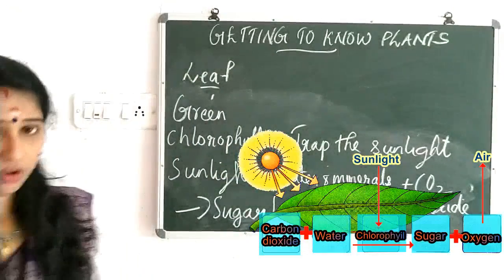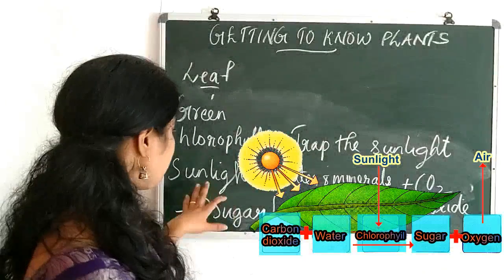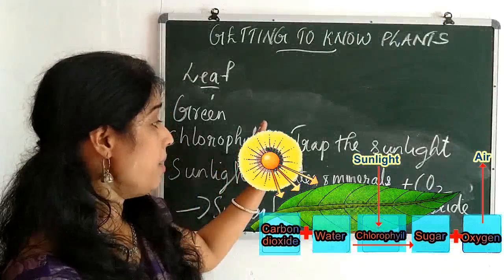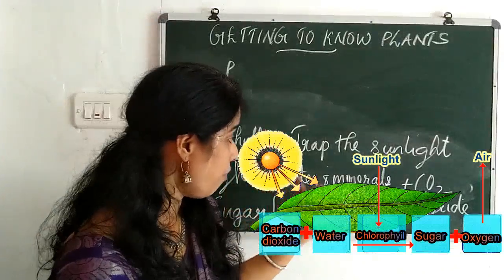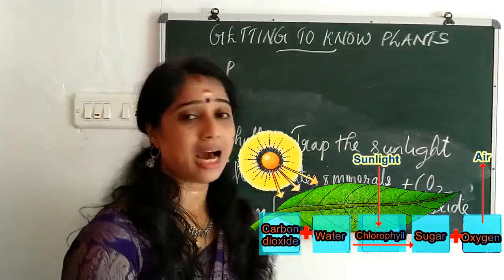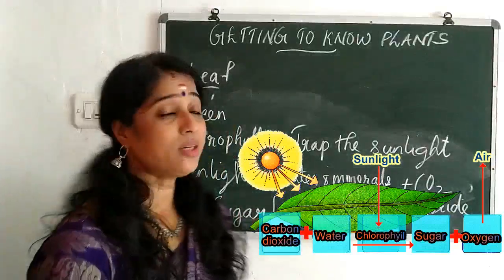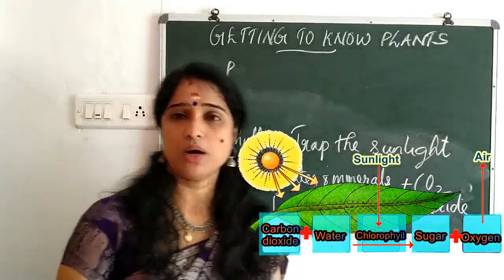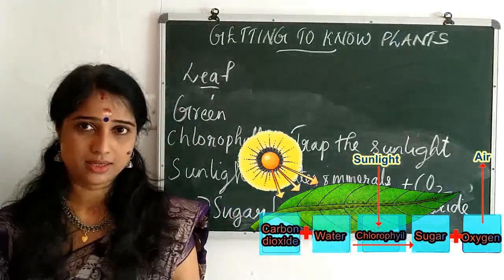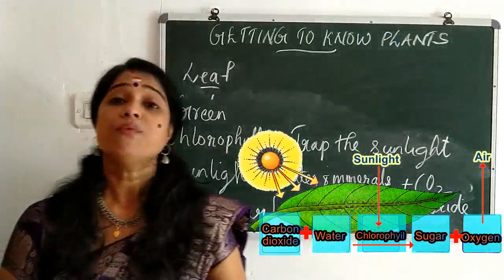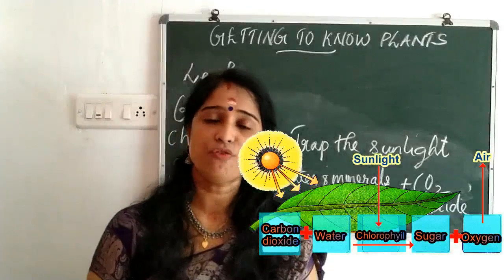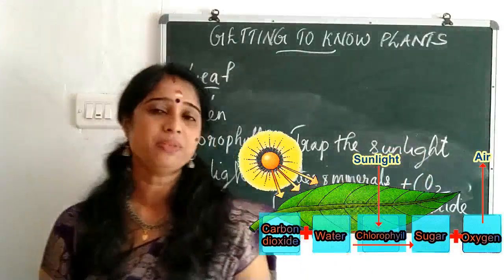That process, it is known as what? Photosynthesis. In the presence of sunlight, plants prepare food with the help of water, minerals and carbon dioxide. And what is produced? It is the sugar, and that process is known as what? Photosynthesis. Clear? Preparation of food with the help of sunlight, chlorophyll, of course, with chlorophyll only trapping the sunlight.